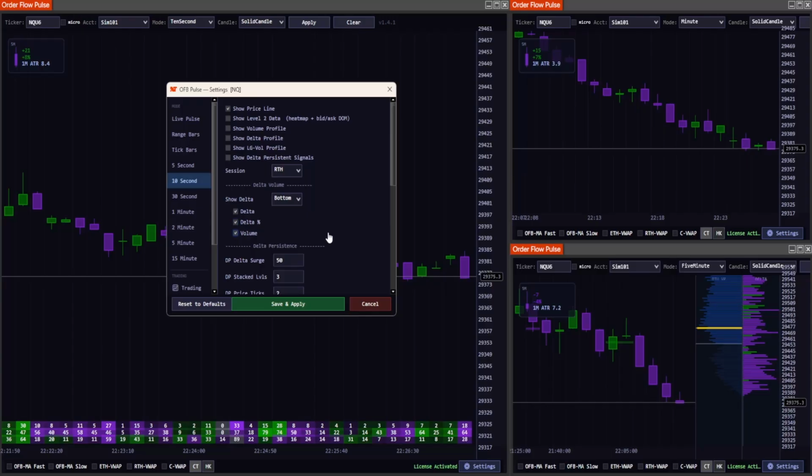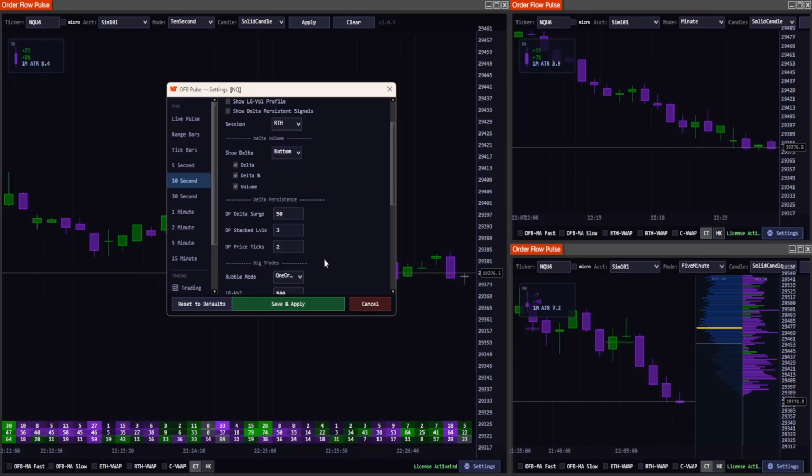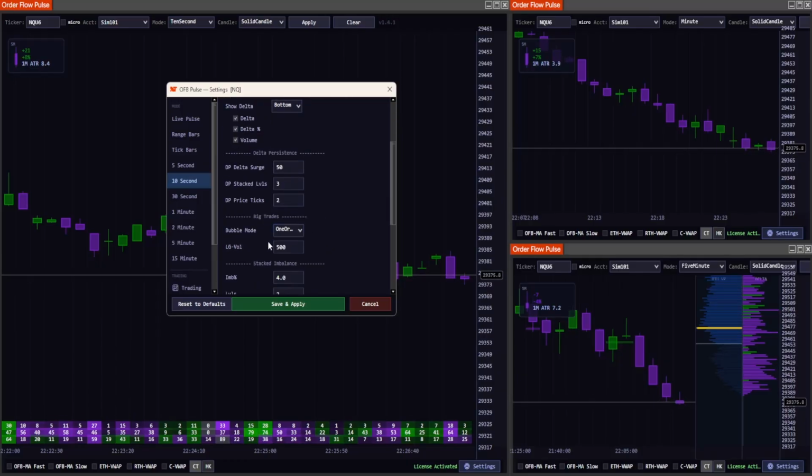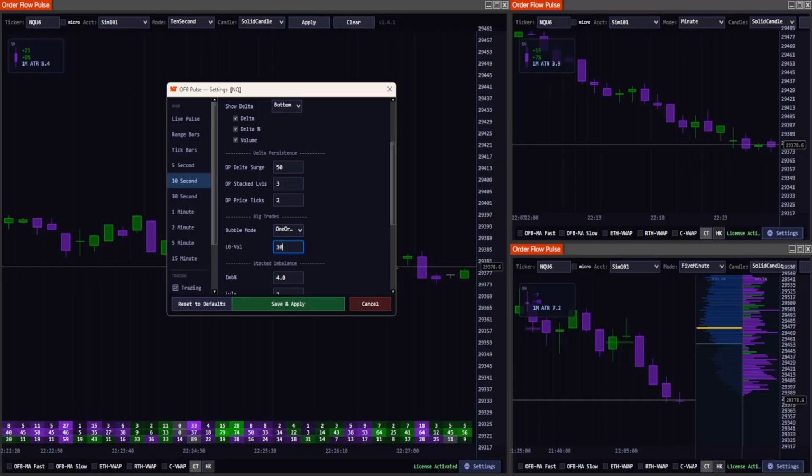Now, here's the main part of it. The delta persistence, I'm not going to enable that. Okay. And the big trades right here, I have one order and I have it set to 500. I have it set really high because I really don't want to see any one single order contracts on the 10-second. Sometimes if I do, then I'll put like maybe 10 or 20. That's for the NQ because the NQ is kind of thinly traded.